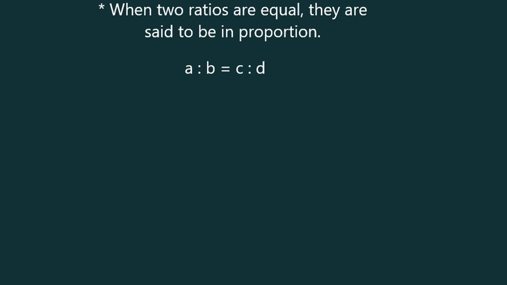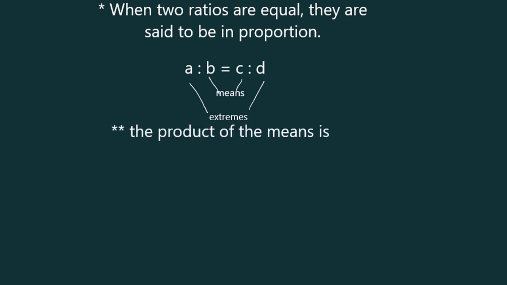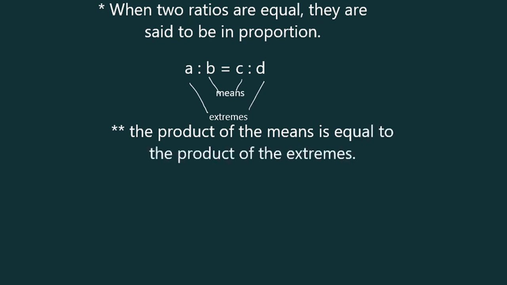Now when you have two such ratios in proportion or equal to each other, the outer values A and D, we call them extremes, and the inner two values, that is B and C, we call them means. So this will help us to put forward this fact that the product of the means is equal to the product of the extremes. So that is the product AD is equal to the product BC.